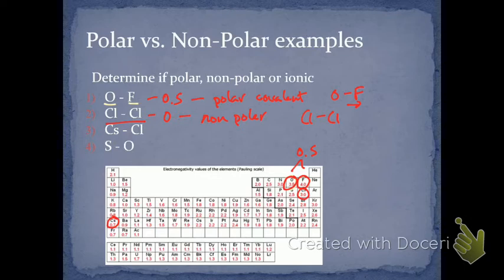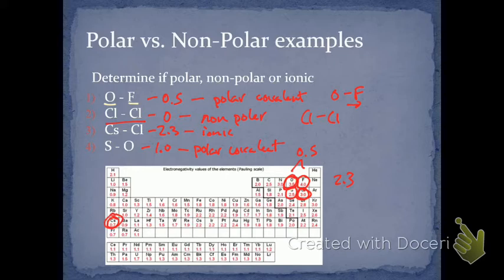We know this is ionic for two reasons. One, the difference is going to be 2.3. Here it's going to be 2.3, so that's going to be ionic. The second reason is we have a metal with a non-metal, and that's ionic as well. And then sulfur and oxygen: sulfur and oxygen is 2.5 and 3.5, and so that is 1.0. Anything between 0.3 and 1.7 is polar covalent.